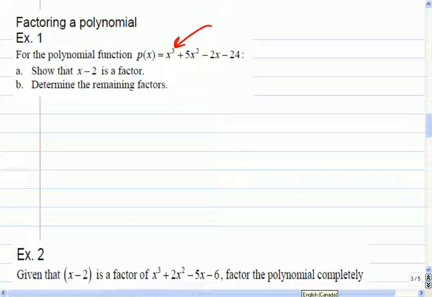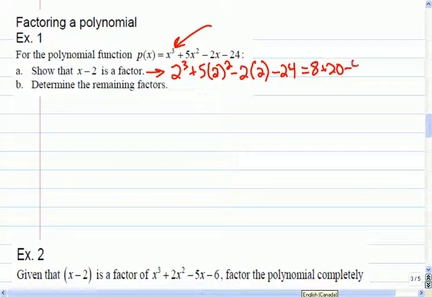This is the process that we're going to do. Basically, if we know one factor, then we can try and find the others. So if we want to show that that works as a factor, the value I'm using is 2. So 2 cubed plus 5 times 2 squared minus 2 times 2 minus 24. That's going to be 8 plus 20 minus 4 minus 24, which is 0. So there's 28 there and minus 28 there. Okay, so I know it's a factor.